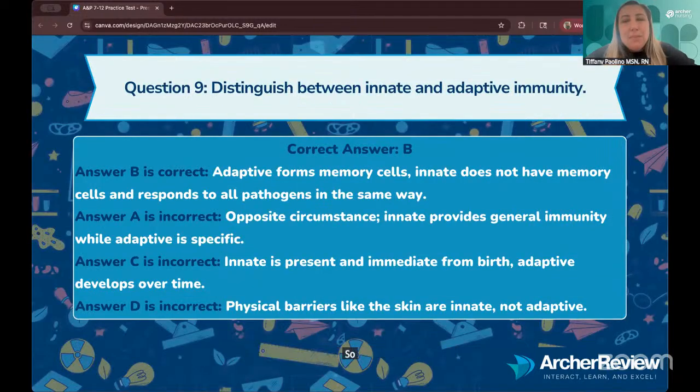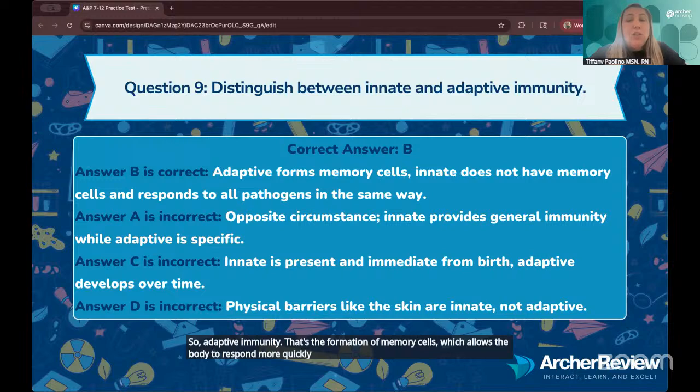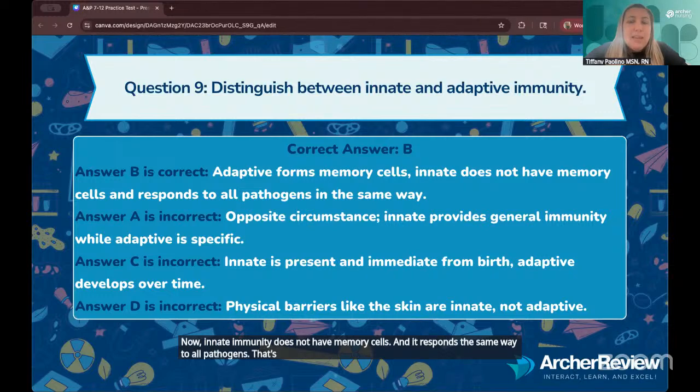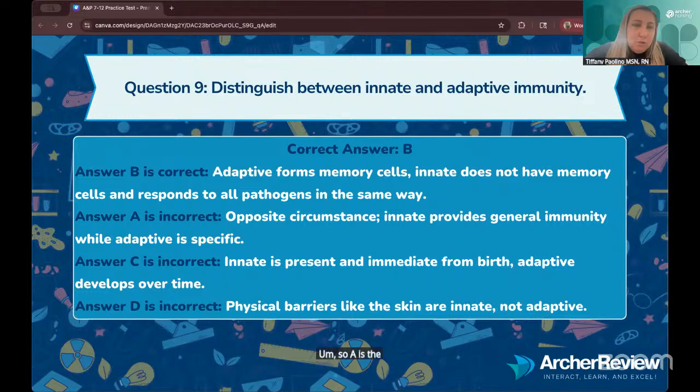Adaptive immunity is the formation of memory cells, which allows the body to respond more quickly and effectively to a pathogen if it's encountered again. Now, innate immunity does not have memory cells, and it responds the same way to all pathogens. That's the big key here. So A is the opposite of what is true, so that's why that's not correct, right?